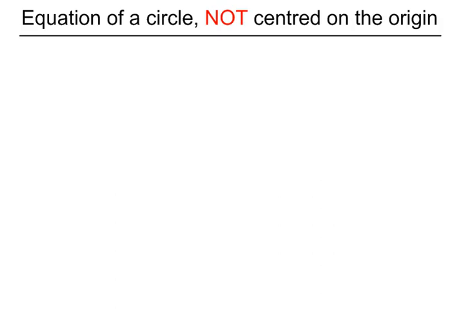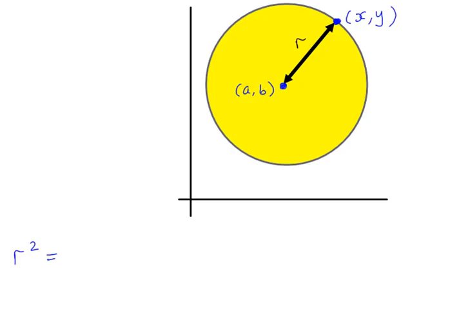The equation of a circle not centered on the origin. This circle is centered at the point with coordinates a, b. So some general point. It could be down here, it could be here, anywhere. xy represents the coordinates of some point on the circumference, anywhere on the circumference, and r is the radius.